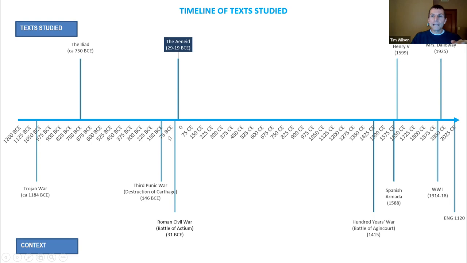So a couple of ones I want to highlight here are the Third Punic War and the destruction of Carthage, so 146 BCE, and the Roman Civil War leading up to the Battle of Actium in 31 BCE. Okay, so those are in the background as well. So when he talks about the horrors of Troy when it fell to this siege and what happened to the inhabitants of Troy and how we're to sympathize with the Trojans, I think we're also supposed to be sympathizing with the Carthaginians when they were destroyed by the Roman people, Virgil's own people, in 146 BCE.